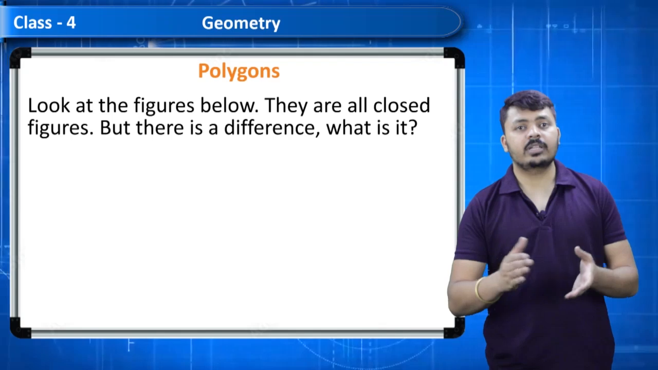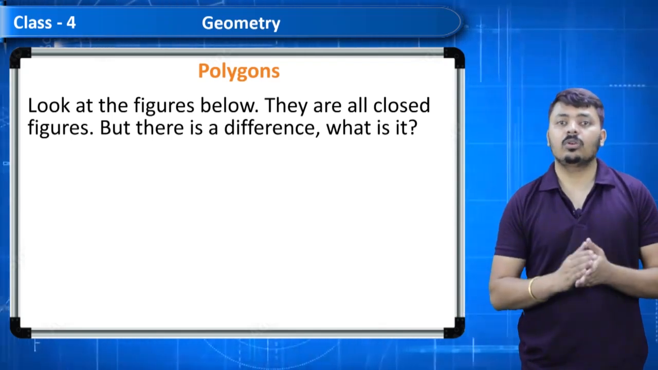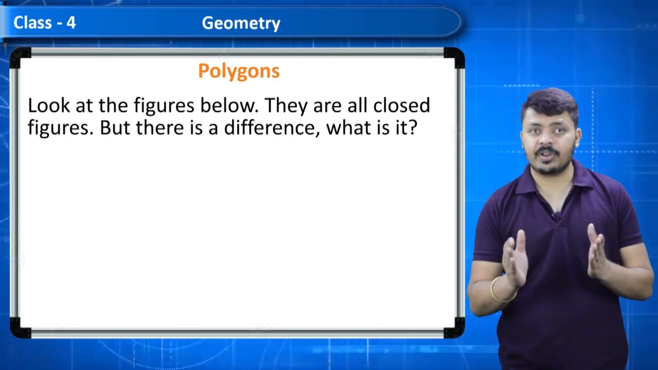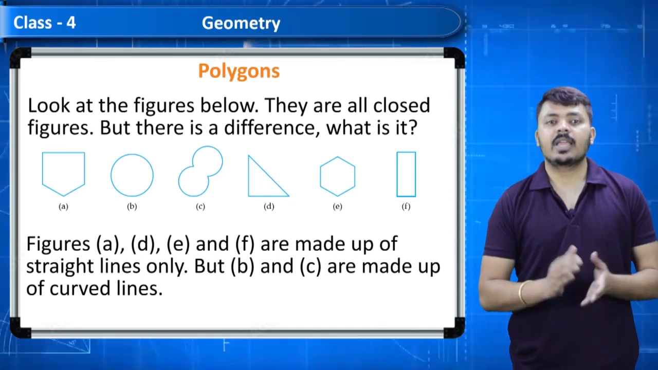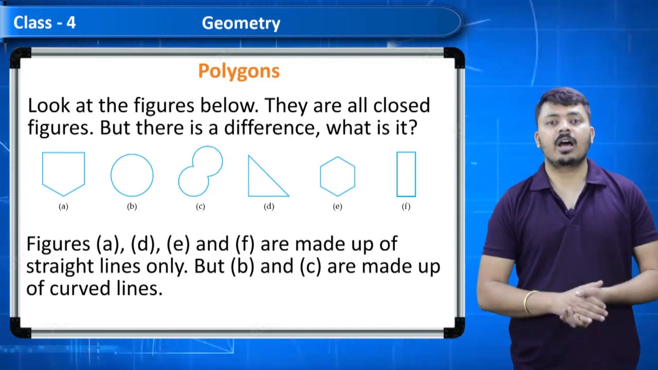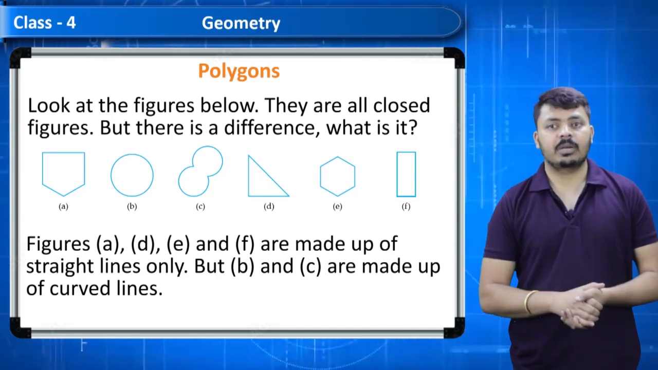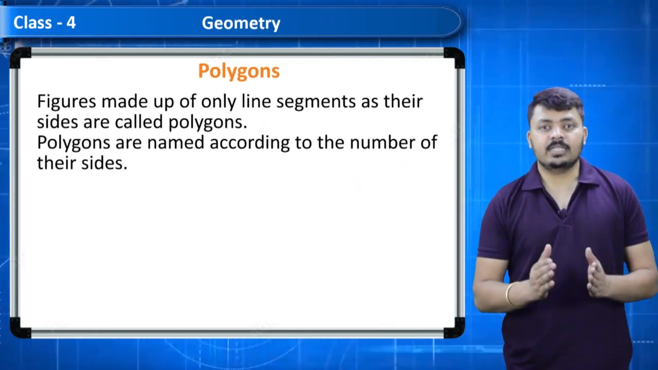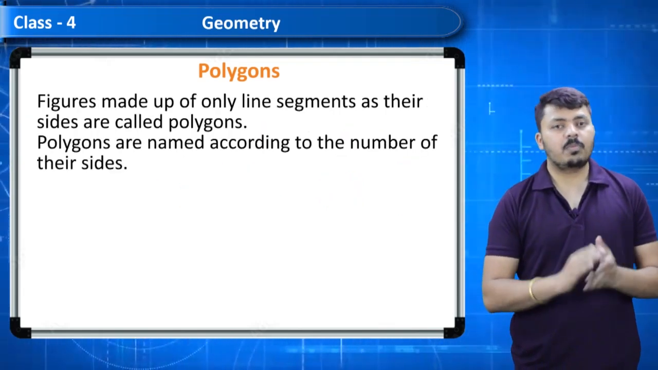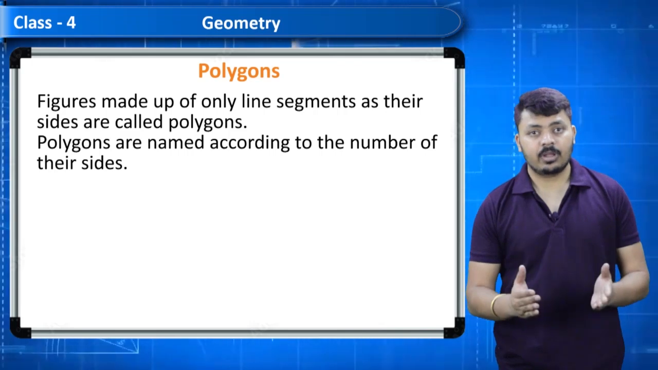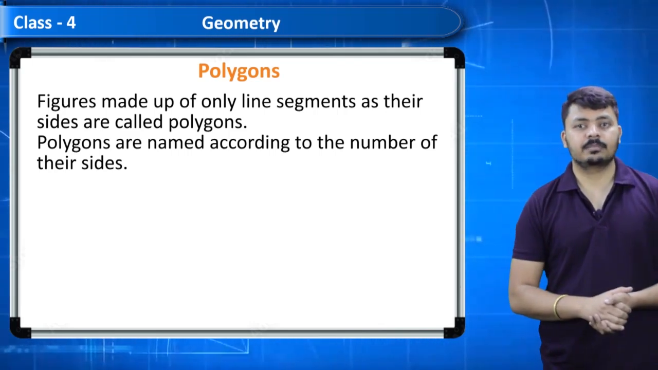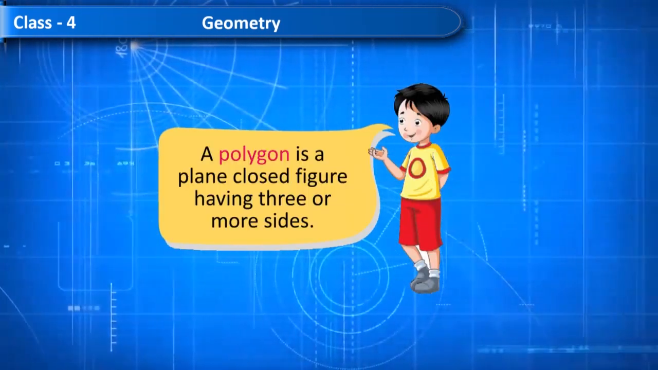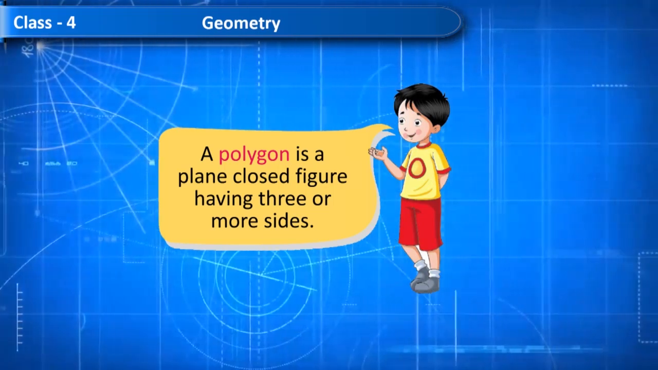Polygons. Look at the figures below. They are all closed figures, but there is a difference. What is it? Figures A, D, E and F are made up of straight lines only, but B and C are made up of curved lines. Figures made up of only line segments as their sides are called polygons. Polygons are named according to the number of their sides. A polygon is a plane closed figure having 3 or more sides.